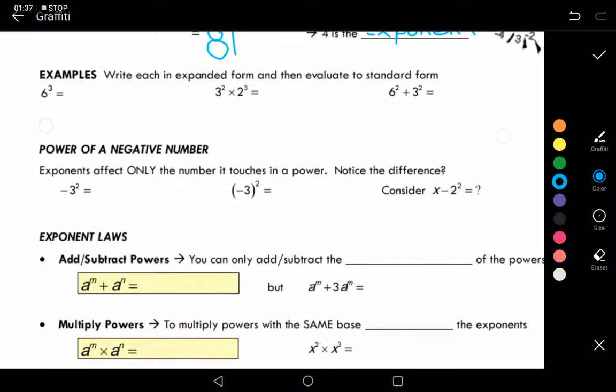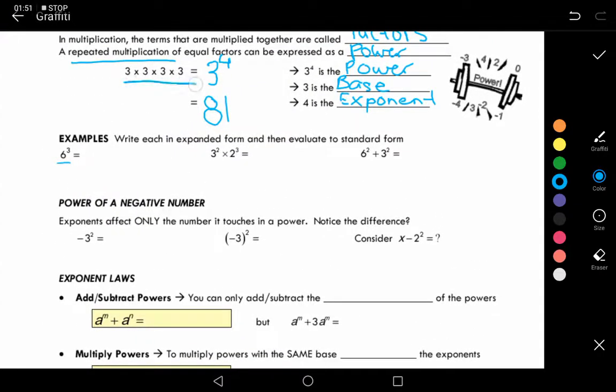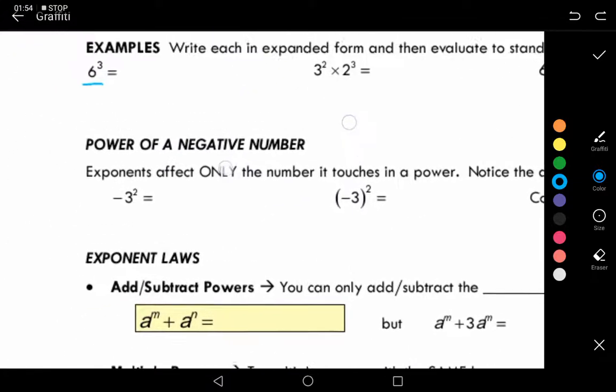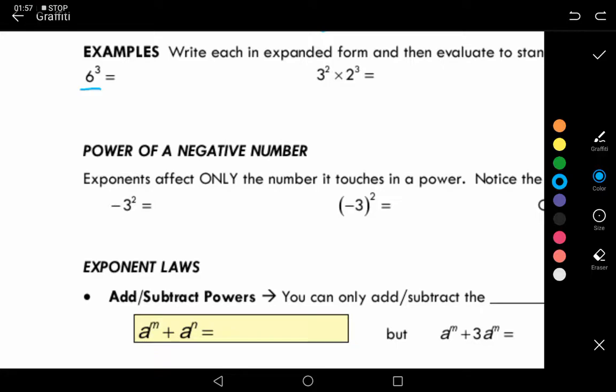Okay, looking at a couple examples here. It says write each in expanded form and then evaluate to standard form. So expanded form, it just wants you to write out what this actually means, just like it had above here. So if we have 6 to the power of 3, 6 is our base. Our base is always what we're multiplying, and we're multiplying it however many times the exponent tells us. 6 times 6 times 6 would be our expanded form. And if we typed in 6 to the power of 3 on our calculator, or 6 times 6 times 6, we'll get the same thing, 216.